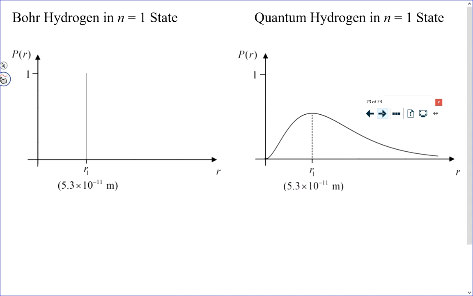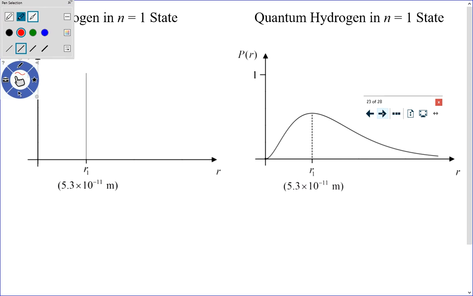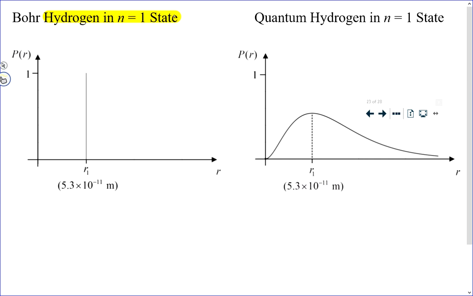And Bohr's model is very rigid in terms of where the electron can be found. On the y-axis of these graphs is P of r, and that just means the probability of finding the electron at a particular location. So when the Bohr hydrogen atom is in the n equals 1 state, what does Bohr say about the probability of finding the electron at this value? It's 1, which translates to 100%. In math, we don't like to use percent for probability, but a probability of 1 means 100%. It means that's where the electron is.